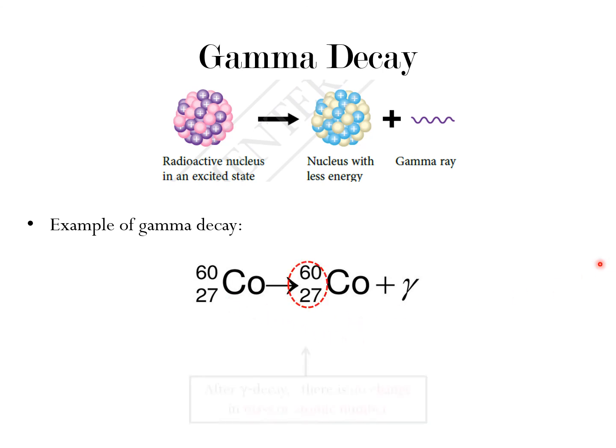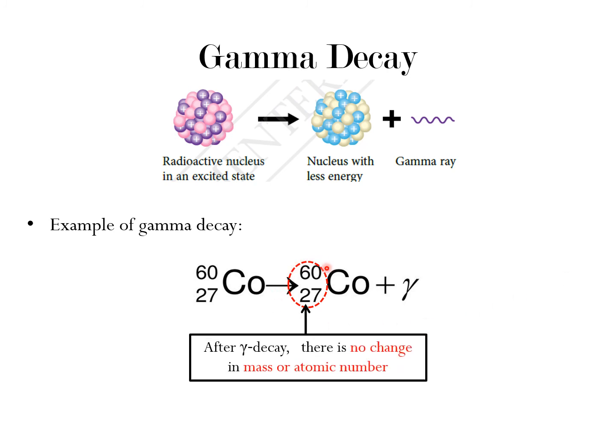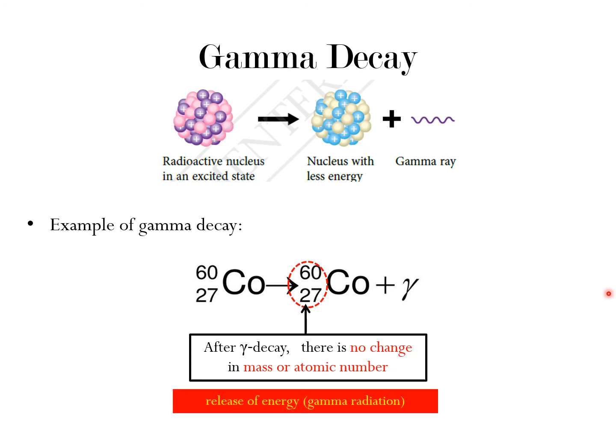As we can see, after gamma decay, there is no change in mass or atomic number. Why? As I have explained before, to become more stable, the nucleus will release its excess energy. The nucleus in the cobalt atom releases the energy in the form of gamma radiation. Here is the gamma radiation or the gamma ray. So we can conclude that gamma decay involves the release of energy or gamma radiation.